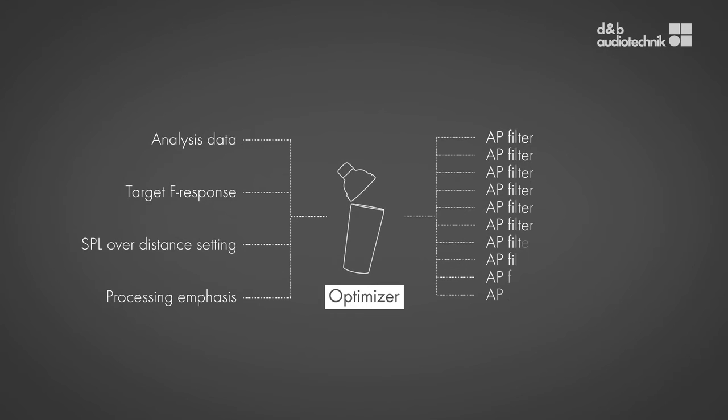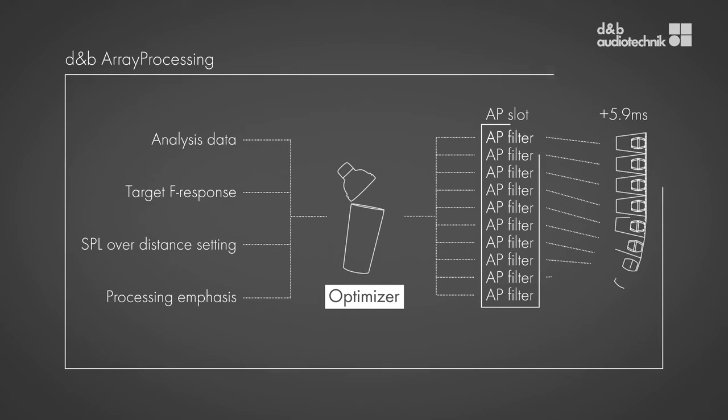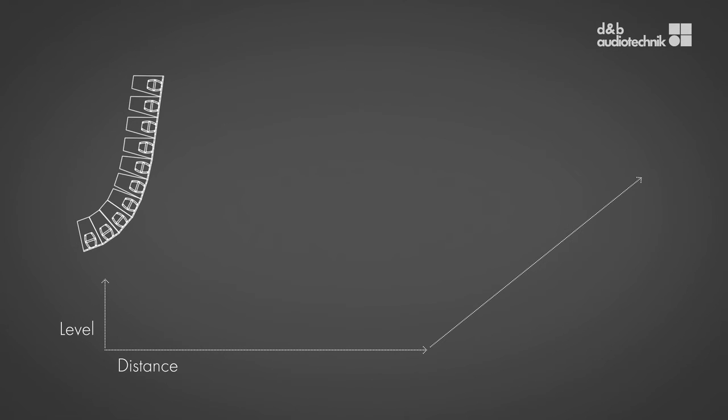The result is a clever combination of FIR and IIR filters for each individual cabinet. This method keeps the additional system delay for array processing at just 5.9 milliseconds. So, what are the benefits and most important effects? With array processing, an array creates a constant tonal balance throughout its entire coverage with a user-definable level distribution. This is done by redistributing energy from areas where the sound is too loud to areas where more SPL is needed.